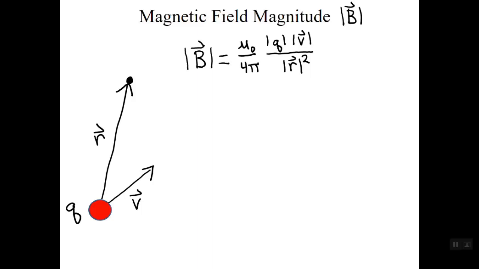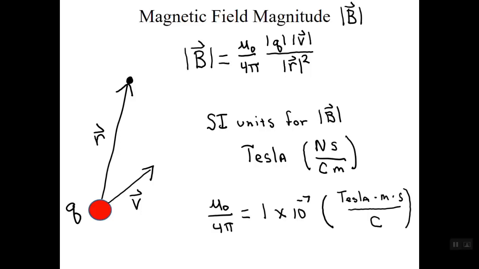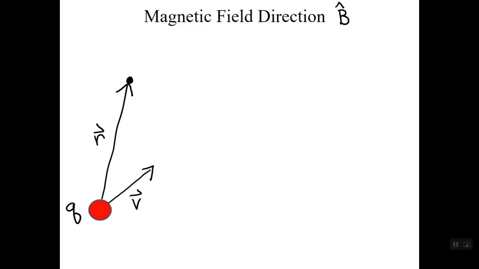The constant of proportionality can be written as mu naught over 4 pi. The SI unit for the B field is the Tesla, which is a Newton second per Coulomb meter. In the SI system, mu naught over 4 pi is equal to 1 times 10 to the minus 7 Tesla meter second per Coulomb.